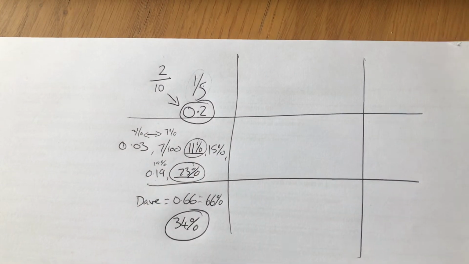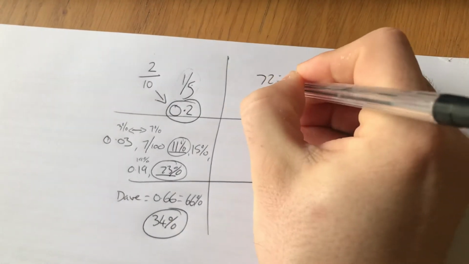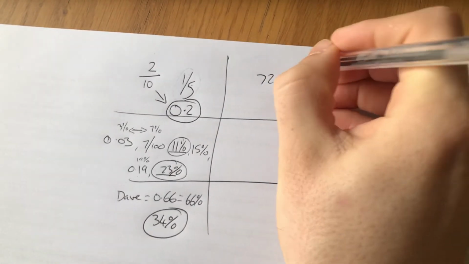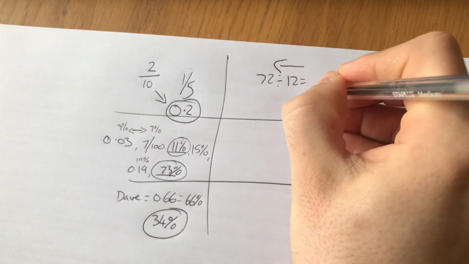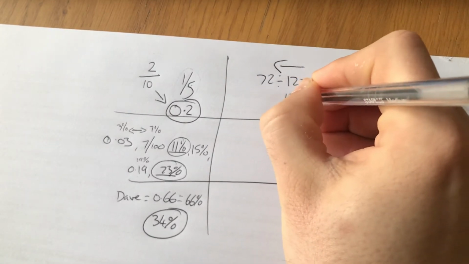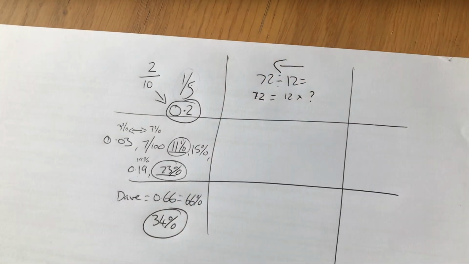There you go. Divide by known facts. So you've got 72 divided by 12. Now don't forget our inverse. Read it backwards. Something times 12 equals 72. Ooh, it's hard to write backwards.